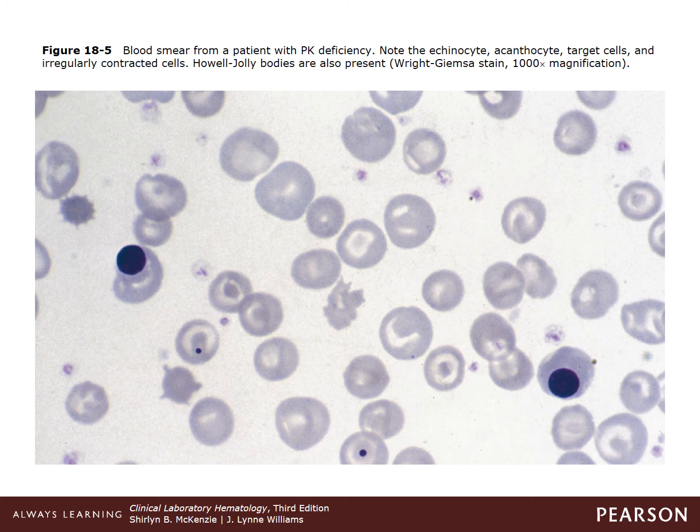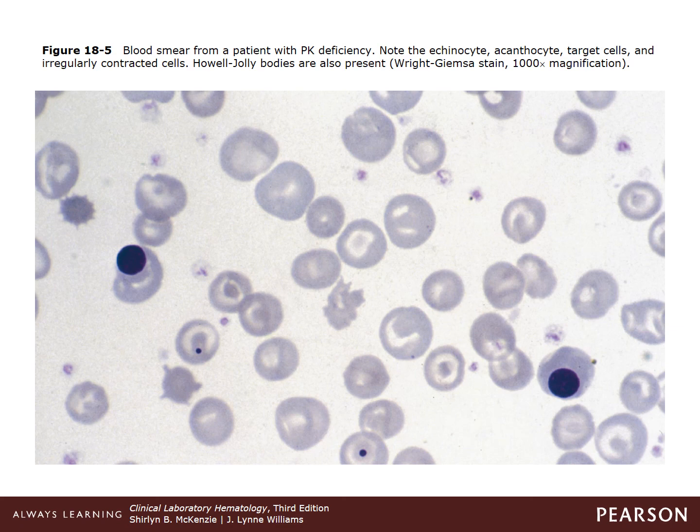Now, here is a blood smear of a patient with PK deficiency. You are noting that there are lots of echinocytes, acanthocytes here, target cells, and irregularly contracted cells. Howell-Jolly bodies are also present with a couple of nucleated red cells. Normally, these patients have a normocytic normochromic anemia, and the hemoglobin ranges from 6 to 12 grams per deciliter. Reticulocytes range from 2 to 15%. After splenectomy, they could be as high as 40%. It is very important to note that there are no Heinz bodies or spherocytes, as hemoglobin is not affected in this condition. You will have normal osmotic fragility here, but you might see unconjugated indirect bilirubin as hemolysis is more severe.